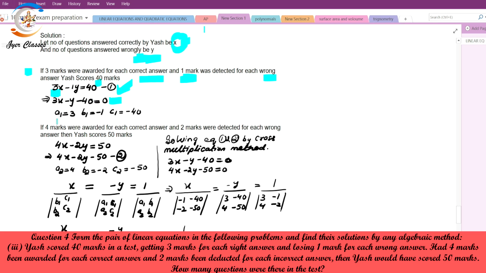इसका मतलब हो गया a1 x का कोएफिशिएंट 3, b1 y का कोएफिशिएंट विच इज -1, एंड c1 जो कोएफिशिएंट है कांस्टेंट नंबर का, दैट इज इक्वल टू -40. ठीक है भैया. अब मान लेते हैं if 4 marks were awarded for each correct answer and 2 marks were deducted for each of the wrong answer, then Yash scores 50 marks.